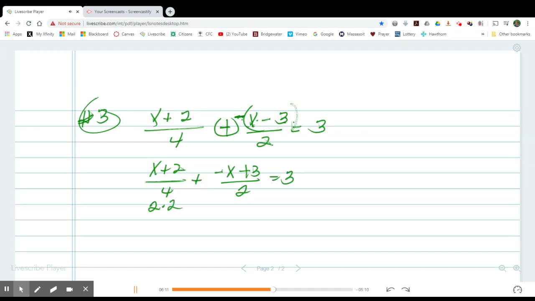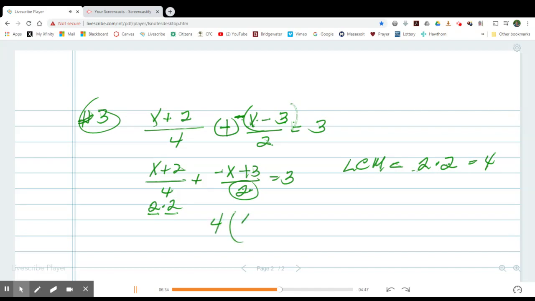Now what about 4? 4, in fact, is 2 times 2. So for my lowest common multiple, I need a factor of 2, I need another factor of 2. This one says I need a factor of 2. Well, guess what? I've already got 2 of them. If I need 1, I've already got 2. So my lowest common multiple is 2 times 2, or 4.